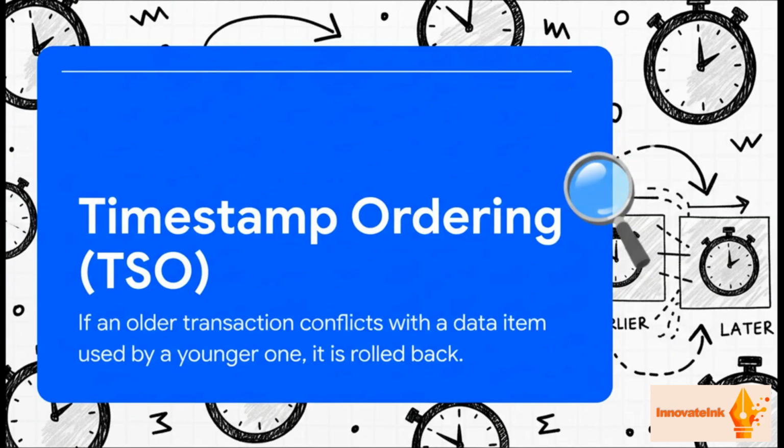Timestamp ordering, on the other hand, throws the whole idea of waiting out the window. Every transaction gets a timestamp when it starts. Then, the system just checks the timestamps. If an older transaction comes along and tries to mess with data that a younger transaction has already touched, that's a time paradox. It violates the logical order. So to fix it, the system just rolls back the older transaction and says, sorry, try again later.